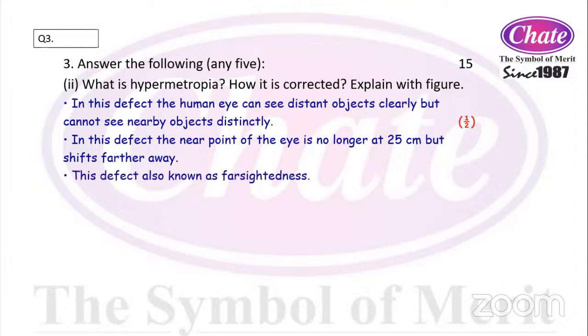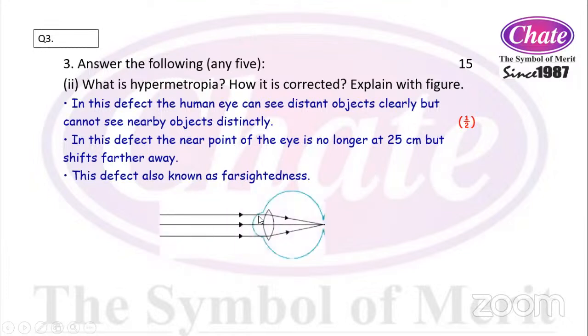This defect is also known as farsightedness. So initially we are going to mention the defect, and what things happen to the human eye which has that defect. Now we are going to say this is the normal eye. In that we know there is a convex lens and it perfectly forms an image on the retina.